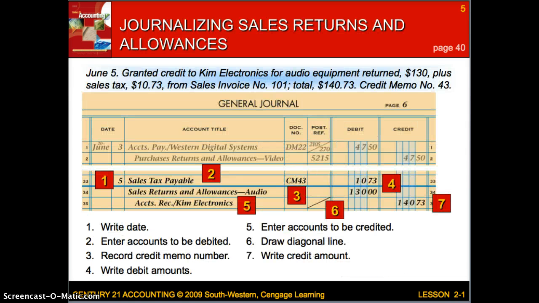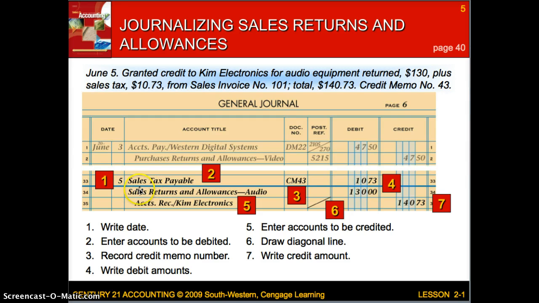On June 5th, we granted credit to Kim Electronics for audio equipment returned, $130 plus sales tax $10.73, from sales invoice number 101, totaling $147.73. Credit memo number 43. We will write our date. Enter the accounts to be debited.